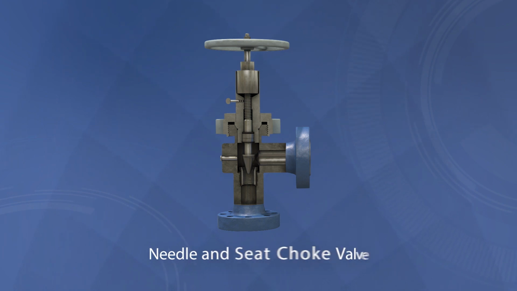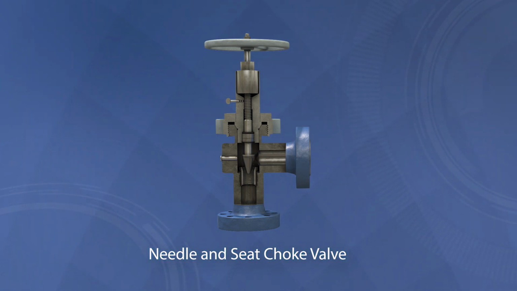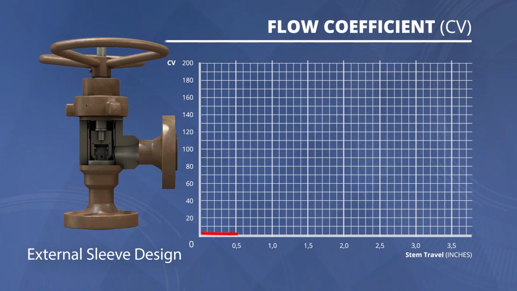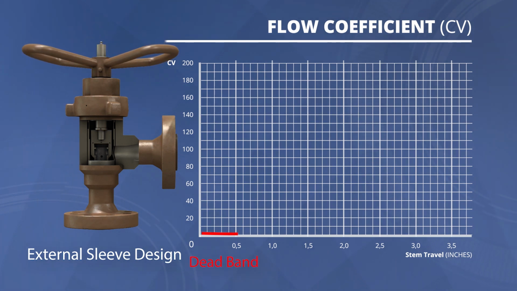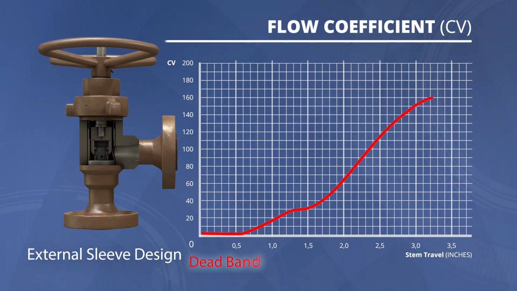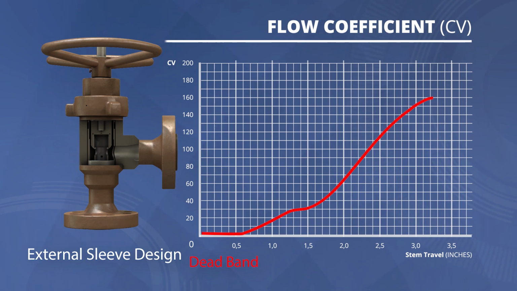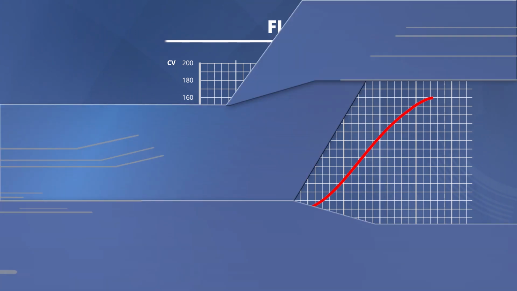When the seating area is close to the throttling area, the erosion issues may occur, as frequently happens with the needle and seat valve. Masterflow solved this issue by incorporating a dead band area in the design of the external sleeve and cage choke valve. The dead band ensures that the throttling area is far from the seat, resulting in an area of zero flow.